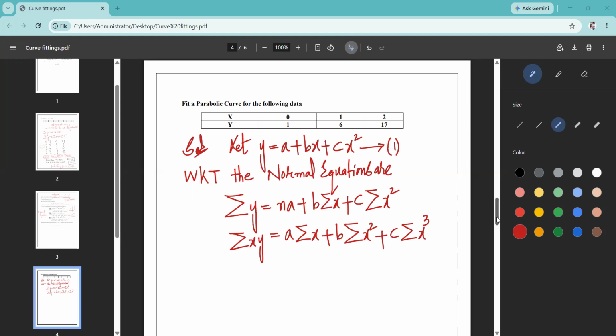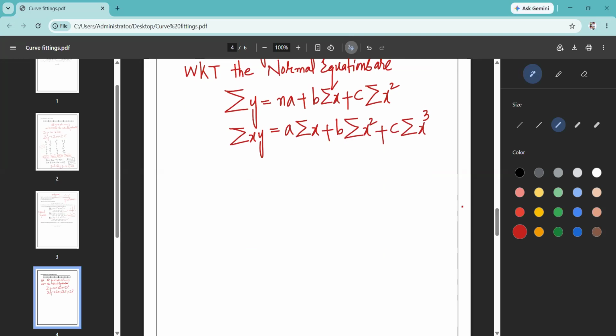I hope this problem is clear for all students. Okay, so I am writing the values of x. Very small problem I am taking: 0, 1, 2. It may have some 10 values also, no problem. And the corresponding y values are 1, 6, 17.